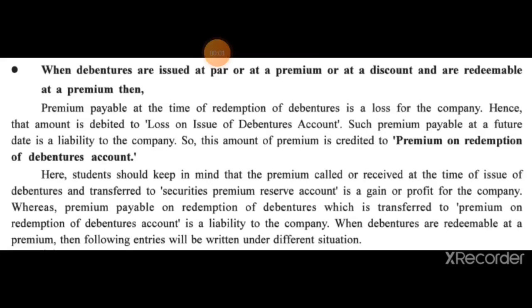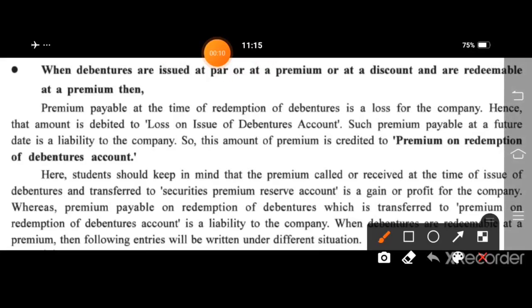When debentures are issued at par or at a premium or at discount and are redeemable at a premium, then premium payable at the time of redemption of debenture is a loss for the company. Hence, the amount is debited to loss on issue of debenture account. Such premium payable at a future date is a liability of the company. So this amount of premium is credited to premium on redemption of debenture account.